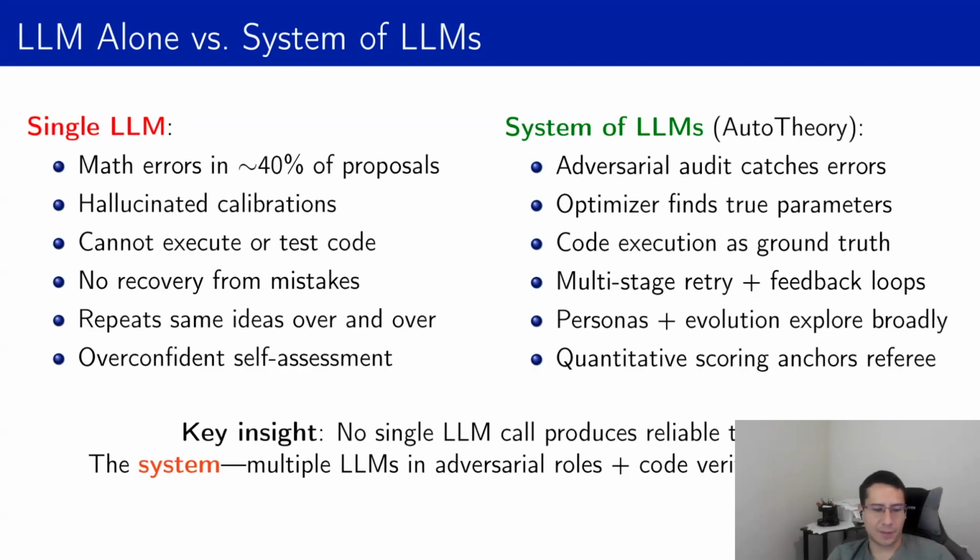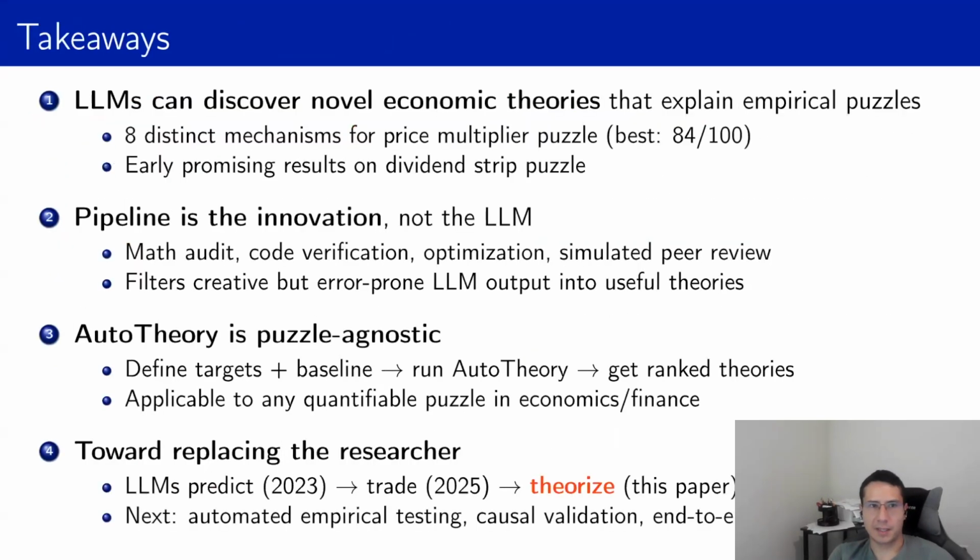Basically the models are overconfident, but it's much easier to catch a mistake than to not make any mistakes from scratch. And the takeaways are that large language models can discover novel economic theories that explain empirical puzzles, with 8 distinct mechanisms for the price multiplier puzzle, and early promising results on the dividend strip puzzle. And the pipeline is the innovation, not the large language model.